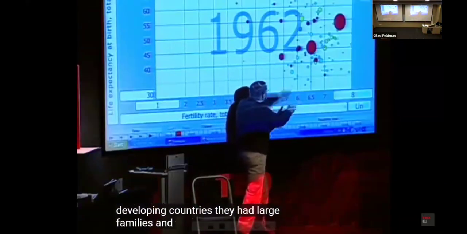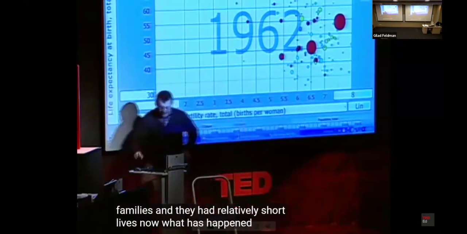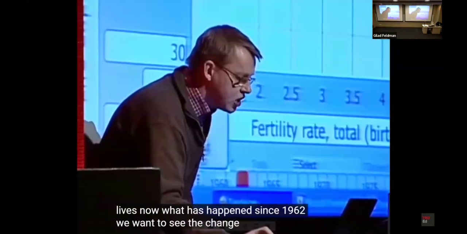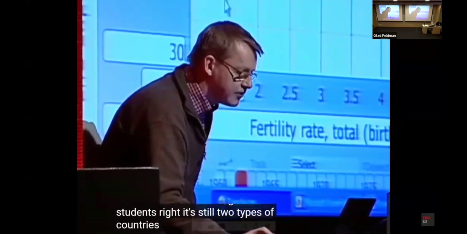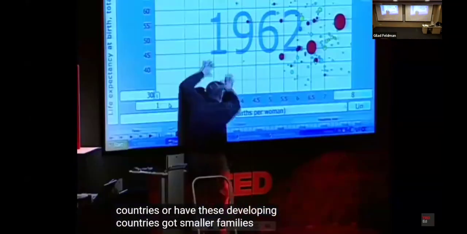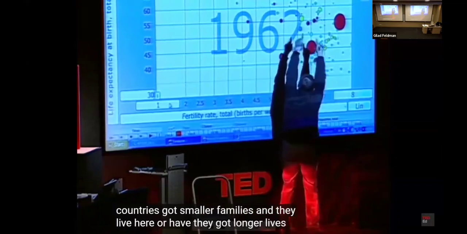They had large families, and they had relatively short lives. Now, what has happened since 1962? We want to see the change. Are the students right? Are there still two types of countries? Or have these developing countries got smaller families and they live here? Or have they got longer lives and live up there?